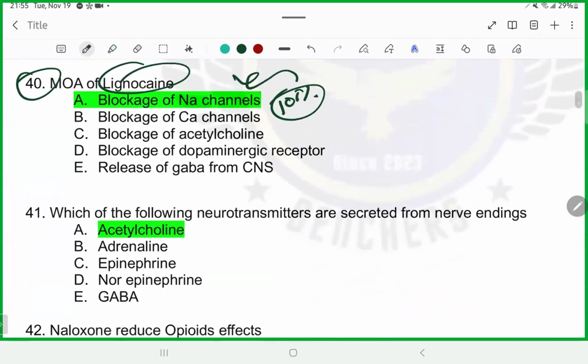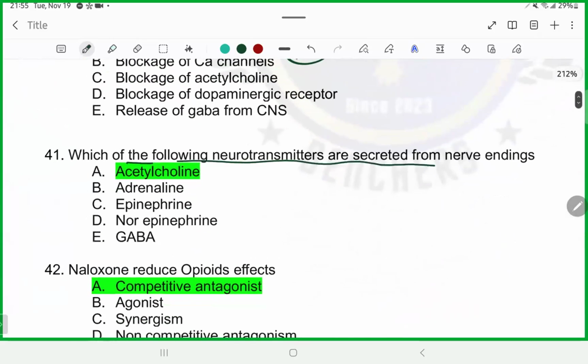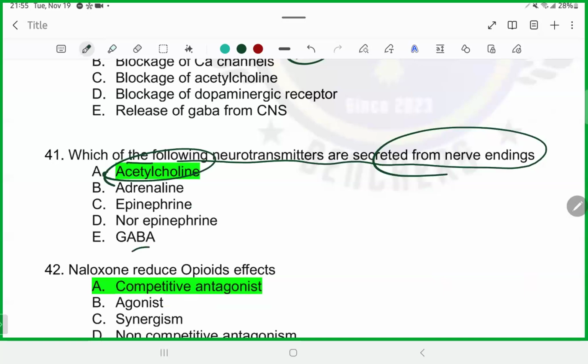Very important. Which one of the following neurotransmitters is secreted from nerve endings? We all know acetylcholine. Very simple. And which nerve ending we really don't know. We have GABA, we have... see, this is a very easy question. GABA is secreted mostly inside the brain. It's an inhibitory neurotransmitter, and these are secreted by the adrenal medulla.